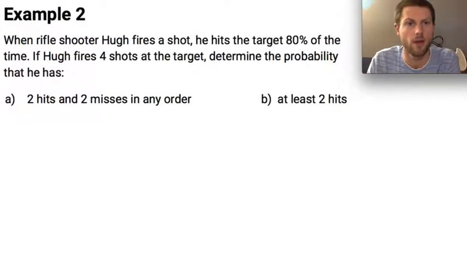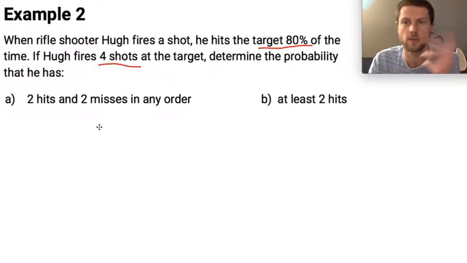In this next example, I have a guy shooting a rifle, and we have a rifle shooter, Hugh. He fires a shot, and he hits the target 80% of the time. If Hugh fires 4 shots at the target, we want to determine the probability that he has these two things. We got a part A and a part B.